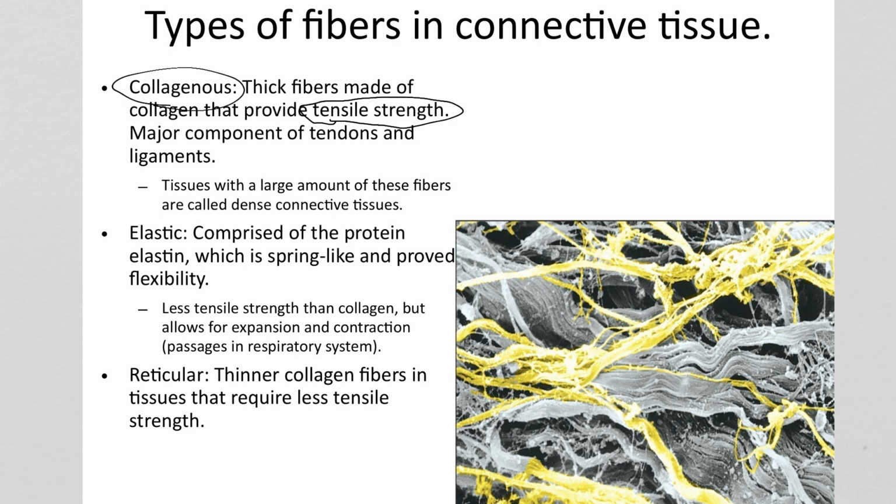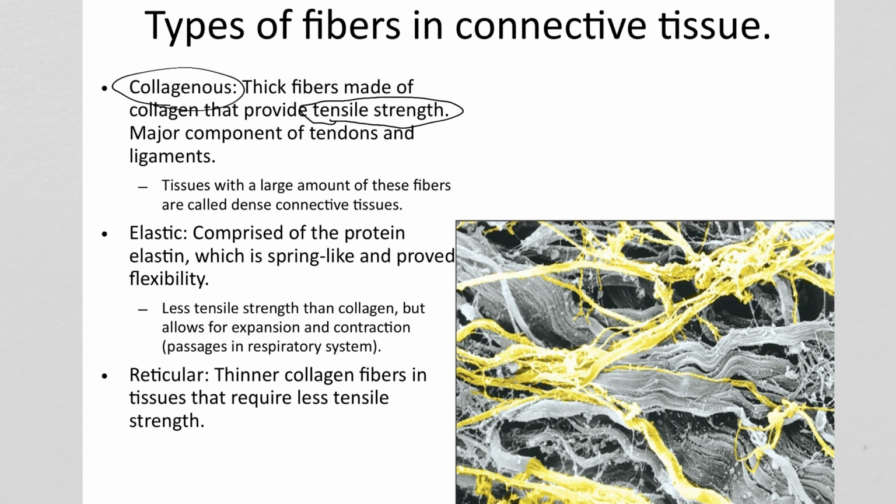So think ropes, chains, cables, anything that you can pull on and not have it snap or break, that has tensile strength. That's the opposite of compression strength. That would be more like a bone, where you can squeeze it, stack a lot of weight on it, and expect it not to squish.